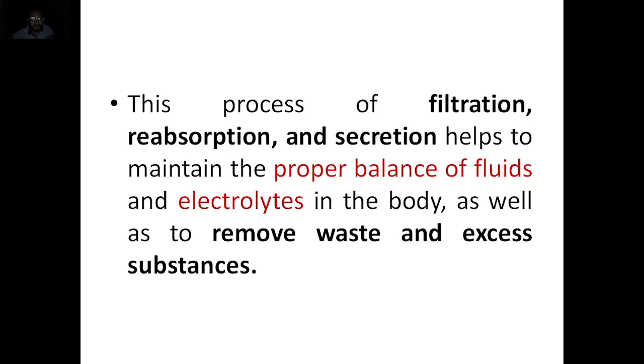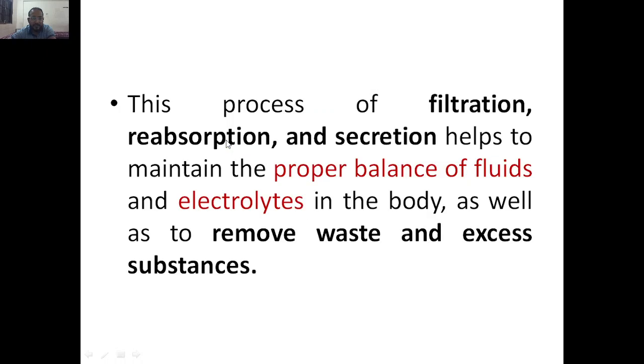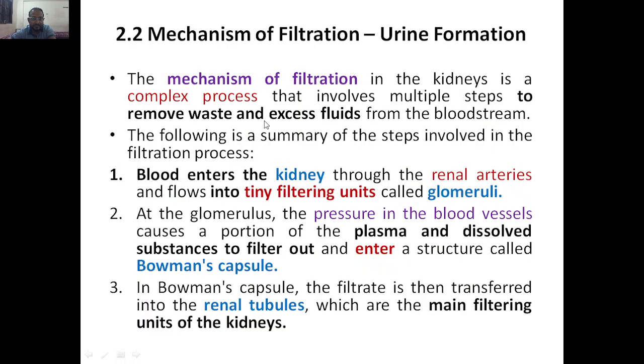So next step, you can also see here, we can also talk about, this is glomerular capillaries. This is nothing but the Bowman's capsule. So blood enters the kidney through the renal arteries and flows into the tiny filtering units which are called glomeruli. So blood goes here, now glomeruli is done.